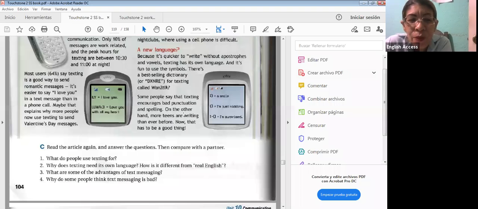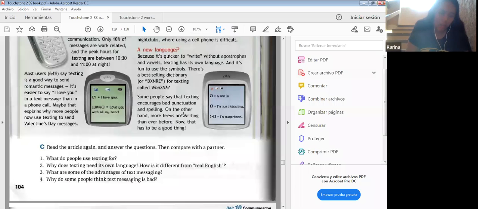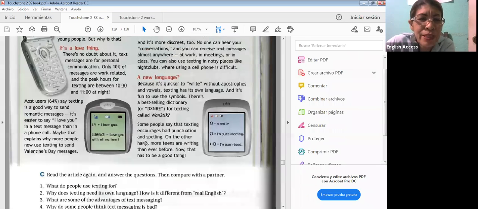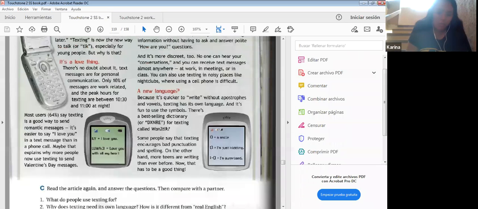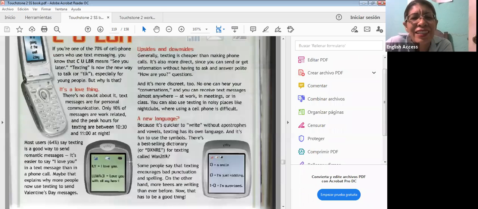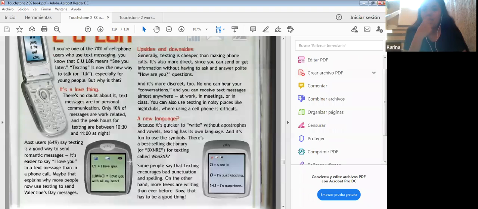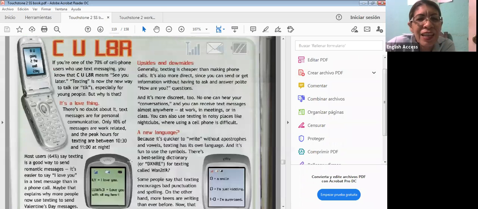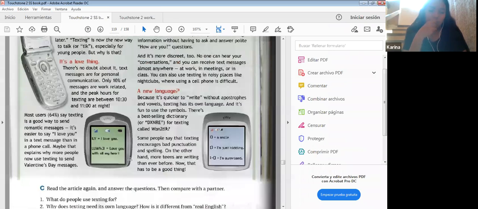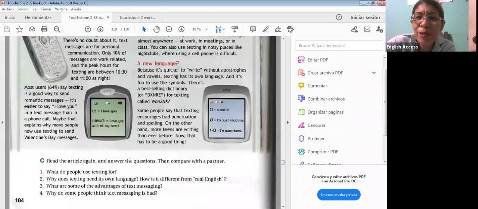Okay, so let's see. Number 1, what do people use texting for? Messages. To send text messages. What is it? Abbreviations. What is it? Okay, but here you have some examples. See you later. The reason, I mean the reason why people use texting.